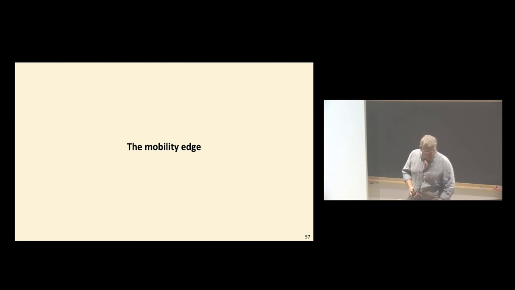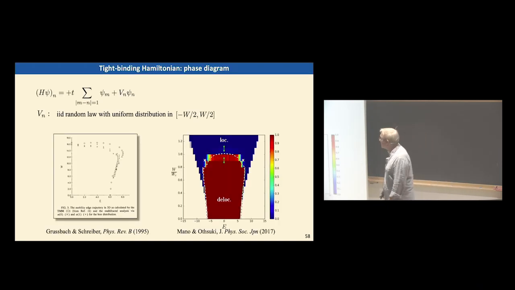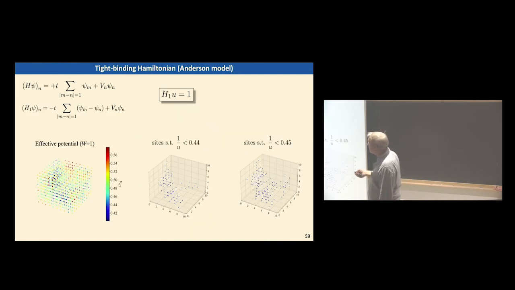We started from this. Here you have this Hamiltonian, you have the effective potential, and you look at the sites where 1 over u is smaller than a given energy. And you change the energy. And as you change the energy, you have more and more sites.